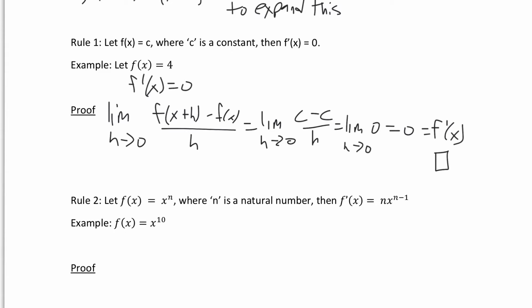Now we're going to look at our second rule, but before we do, I just want us to recall a few facts that we've proved so far. Now on the very first day of class, we proved that if f of x was equal to x squared, the slope of the tangent line had the following formula, 2x.